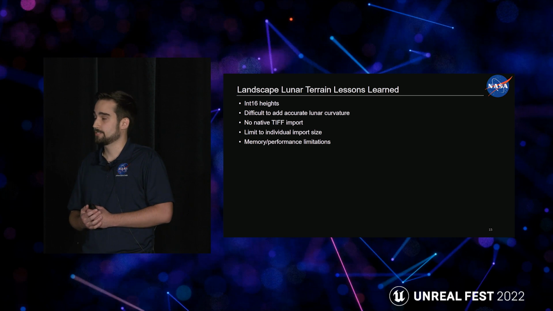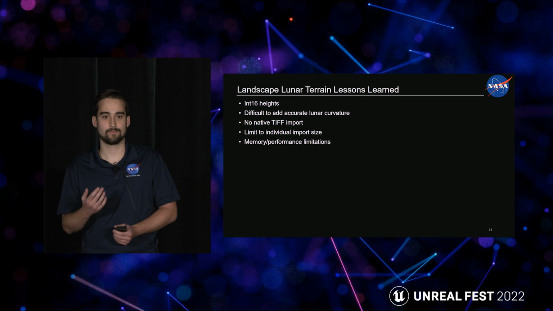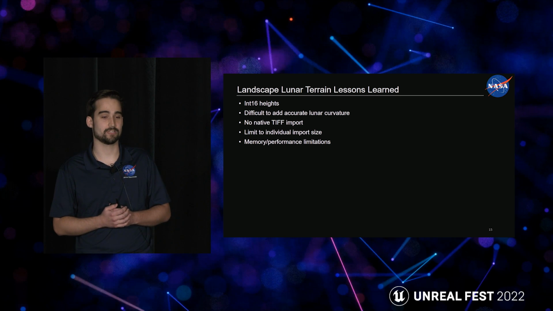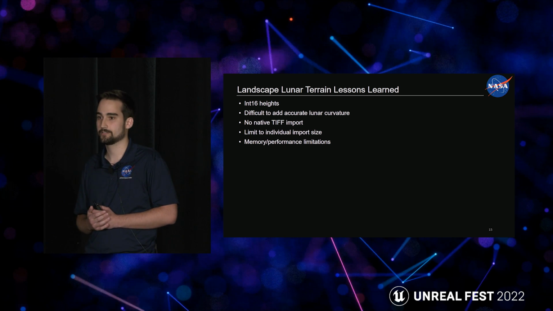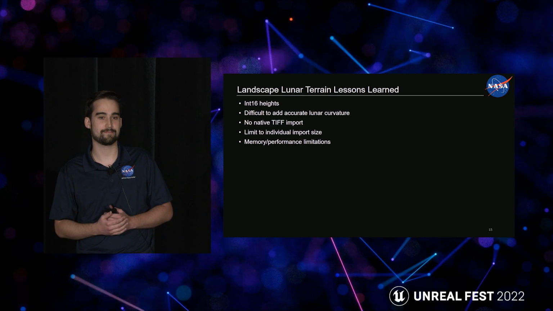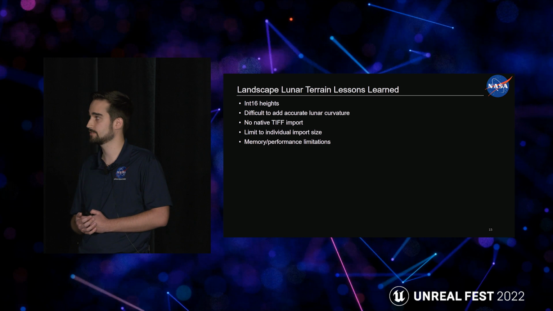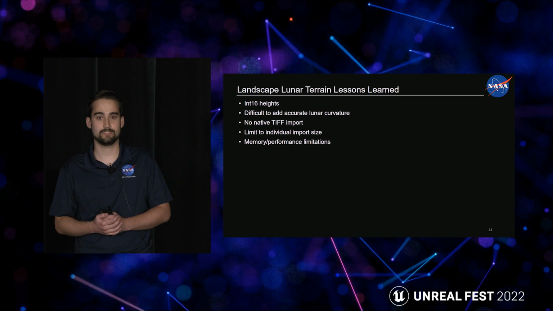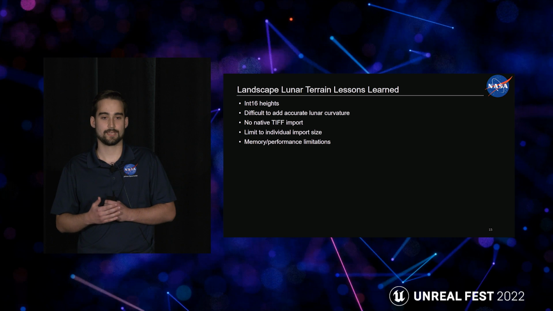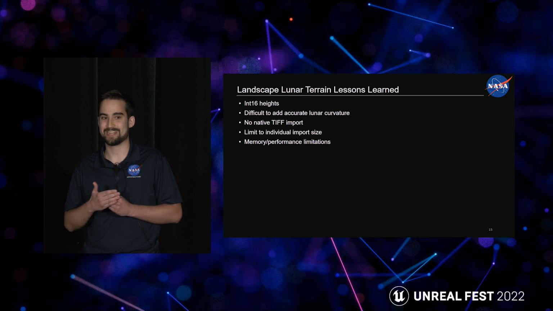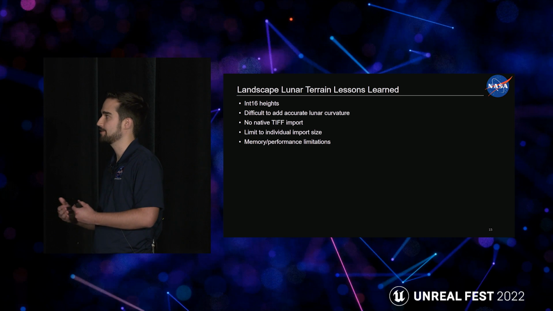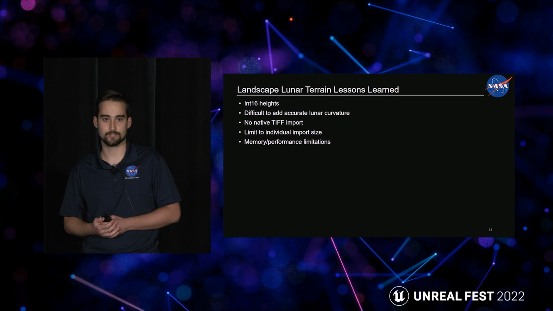Additionally, it's pretty difficult to add accurate lunar curvature, especially after the landscape's generated. There are some methods to do it, such as with a material position offset, but it's difficult to ensure its accuracy, and it also adds an additional performance overhead and makes collisions a little bit more difficult. So we decided to continue exploring our terrain generation methods to see if we could develop something that allowed us to maintain our precision from our source data to our render data, and also allowed us to include accurate lunar curvature.